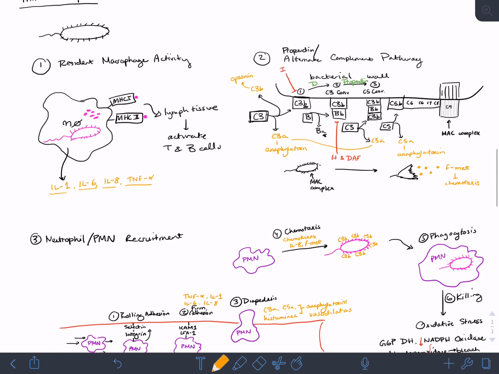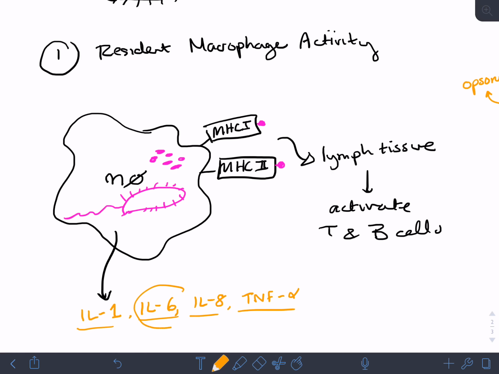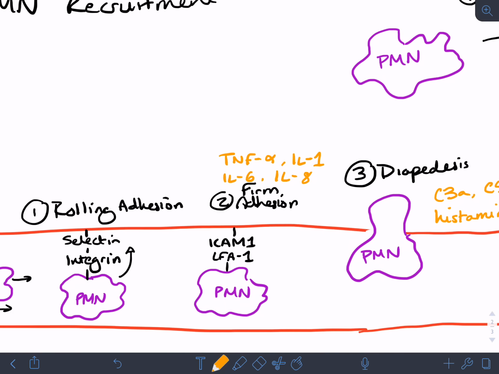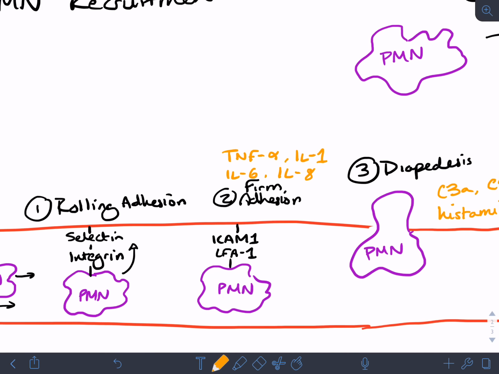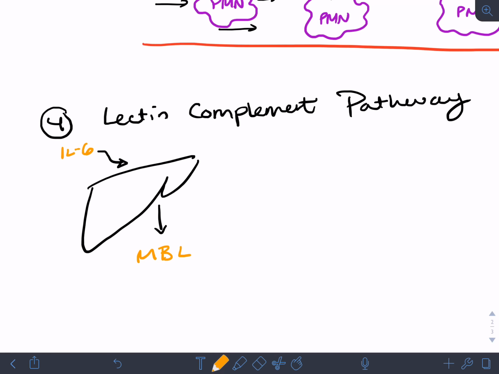So remember that we released IL-6 from the resident macrophage activity. As you can see, IL-6 is right here. So IL-6 has two functions. One function is that it's going to allow for the firm adhesion of neutrophils onto the membrane wall. And the second function is it's going to go to the liver, and the liver is going to produce mannose binding lectin.